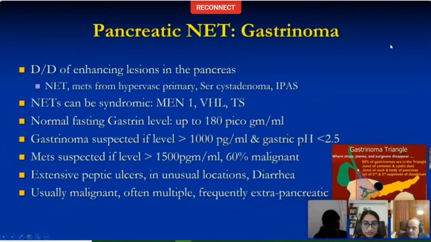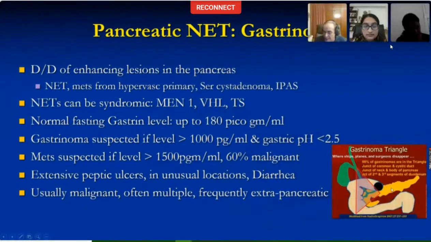Another commonly asked question is regarding the gastrinoma triangle. Gastrinoma triangle is formed by joining 3 points. The first point is located at the junction of the cystic duct with the common bile duct. The second point is the junction of the second part of the duodenum with the third part of the duodenum. And the third point is the junction of the neck of the pancreas with the body of the pancreas. When you join these three, you get a triangle, which is the gastrinoma triangle. 90% of gastrinomas occur within this triangle.